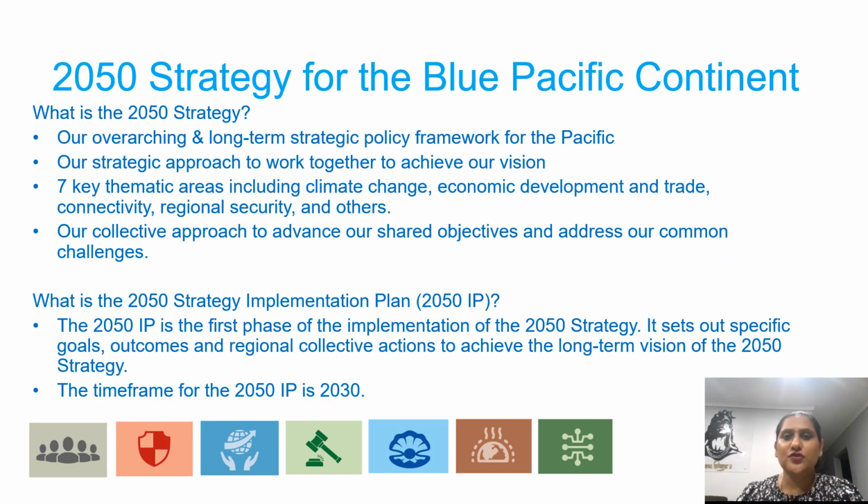The 2050 Strategy for the Blue Pacific Continent is a long-term strategic policy framework for the Pacific, which was endorsed at the 2022 Forum Leaders Meeting. The 2050 Strategy will drive and deliver together for the benefit of all Pacific people. It focuses on seven thematic areas, including political leadership and regionalism, people-centered development, peace and security, resources and economic development, climate change and disasters, ocean and environment, and technology and connectivity. The 2050 Strategy Implementation Plan, or 2050 IP, is the first phase of this strategy, setting specific goals and actions to achieve the long-term vision by 2030.